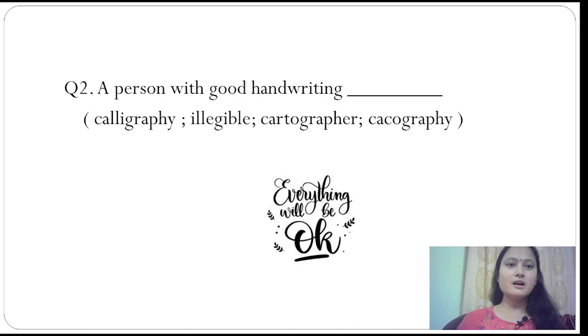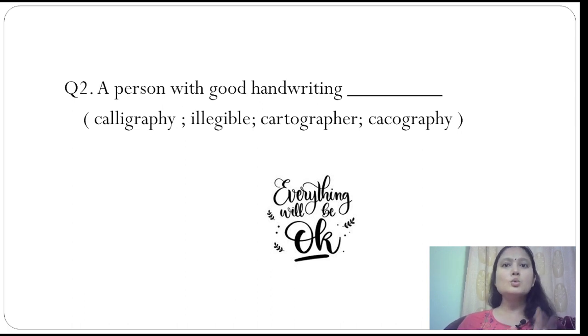Second one is a person with a good handwriting. You all must be aware of this and you must have seen many calligraphy handwritings. So you are aware of this word, okay? Graphy means writing. So graph word is for writing. And for good handwriting we use calli. So calli means good, graphy means writing. Thus it becomes calligraphy, right?